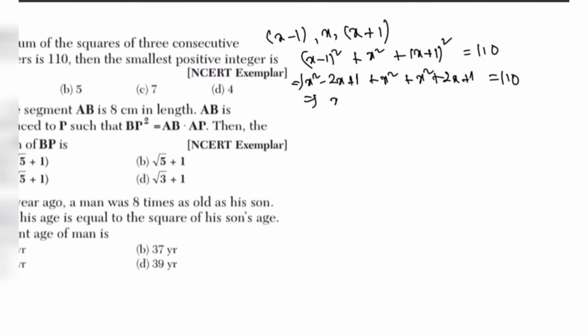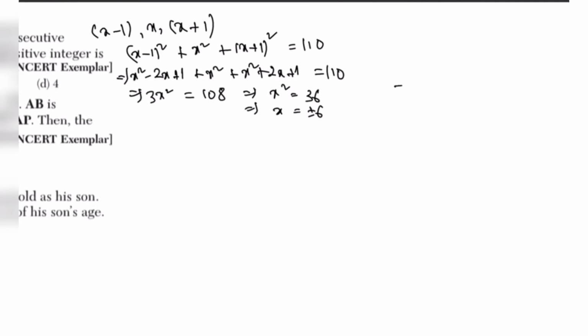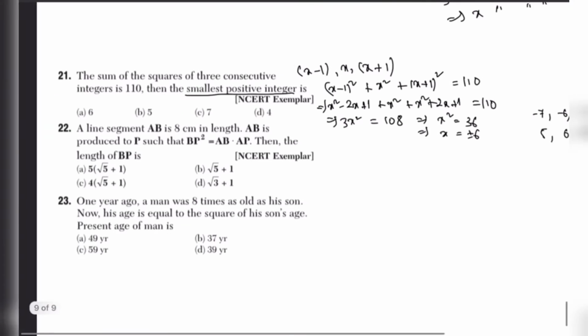So that will give us 3x square equal to 108, implies x square equal to 36, implies x equal to plus minus 6. So the three consecutive integers are either going to be minus 7, minus 6, minus 5, or 5, 6 and 7. So what do we want? Then we want the smallest positive integer, you can see that it is 5. Okay.